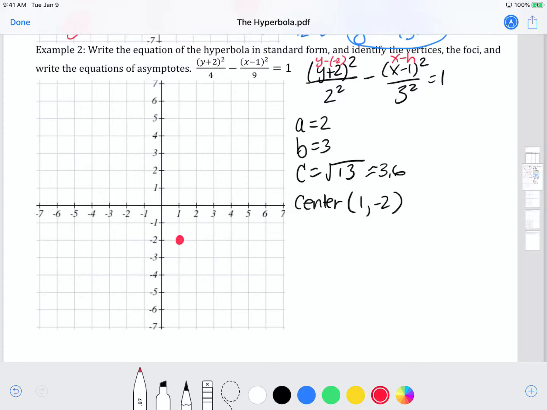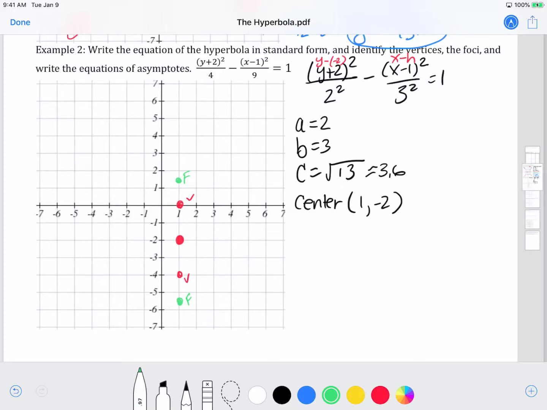So this has been shifted. Here's my center. My transverse axis is going to run vertically since my y term comes first. So from my center, I'm going to come out 2, which is my value of a, up and down. And those are going to be my vertices. Then I'm going to come out a distance of c for my focus points, which is about 3.5. So about right here and about right here for my focus points.